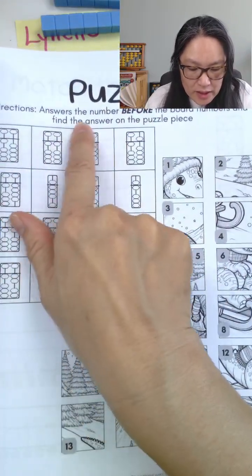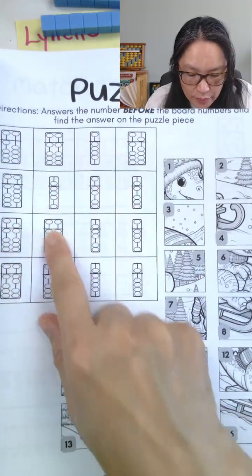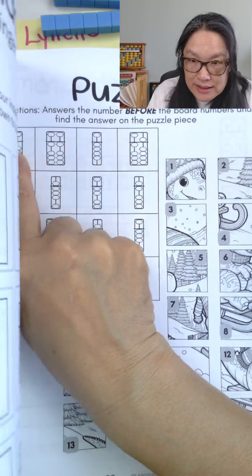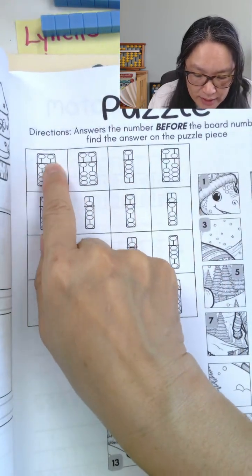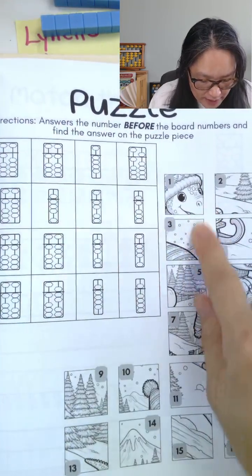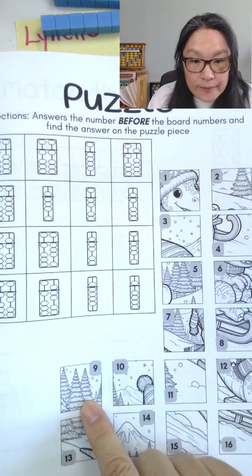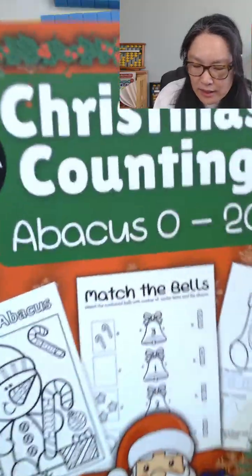This one is like, what number comes before that's on the board? So here is 10, right? Because it's a 1 and a 0. So then I have to find out where the 9 is. And that would be 9 is right here. So, yeah, I think so.